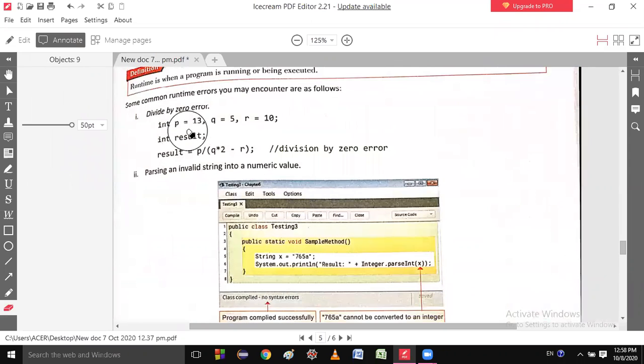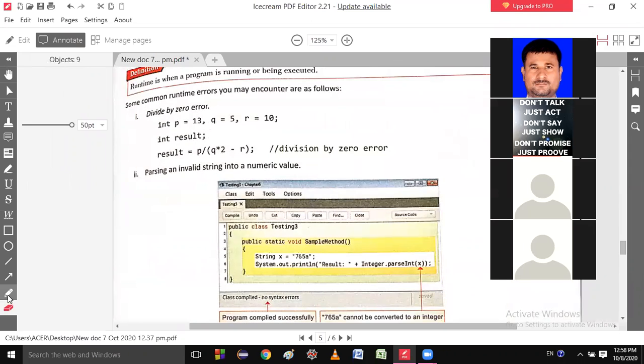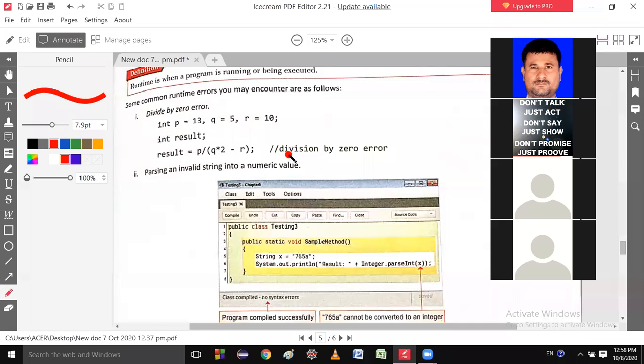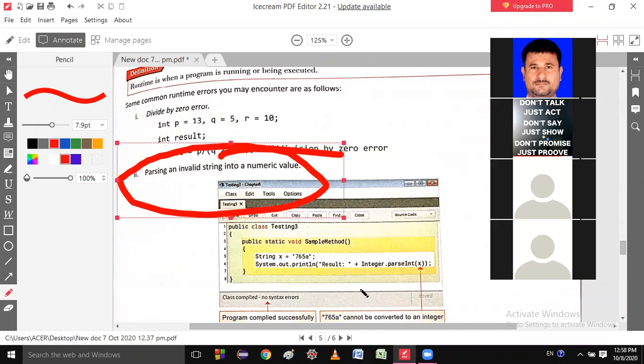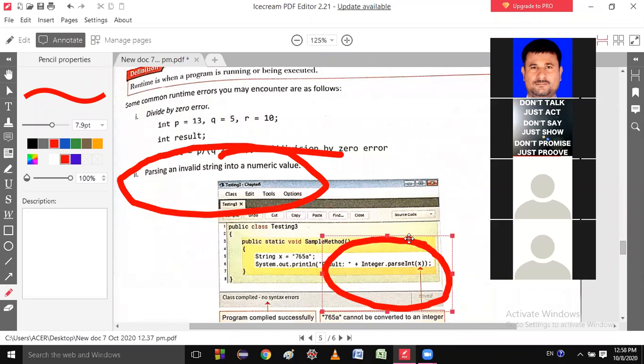Just see here. Divide a number by 0. If you divide a number by 0, then it can be a problem. It can also happen by passing an invalid string into a numeric value. Just watch here. You have written a string, and you don't know. Do you know this thing? I haven't explained it, but I'm asking because it didn't come up at that time, so that's why I didn't explain.